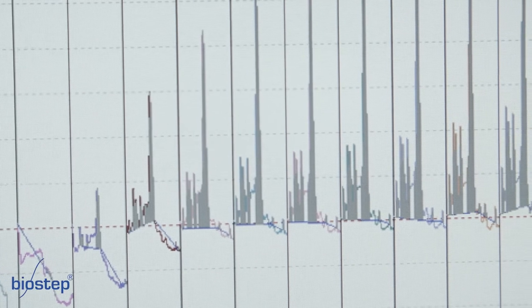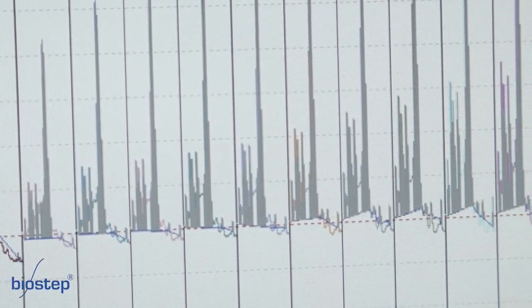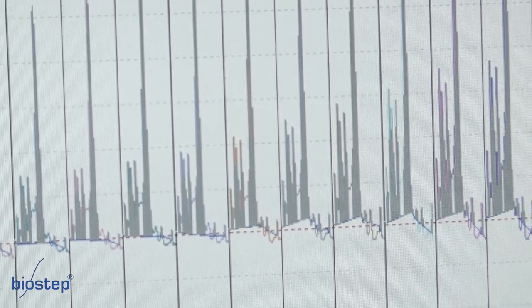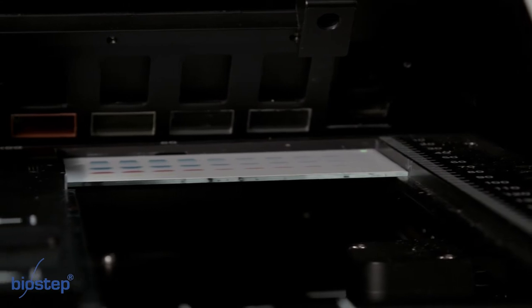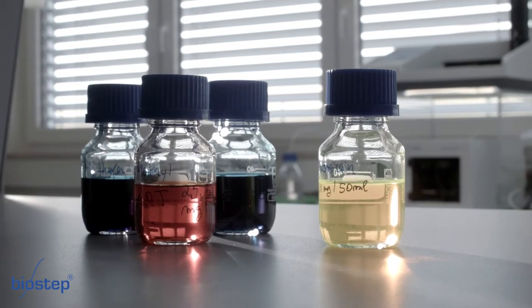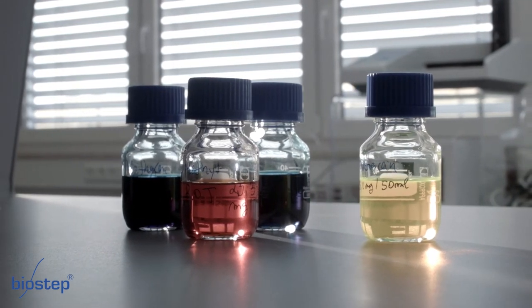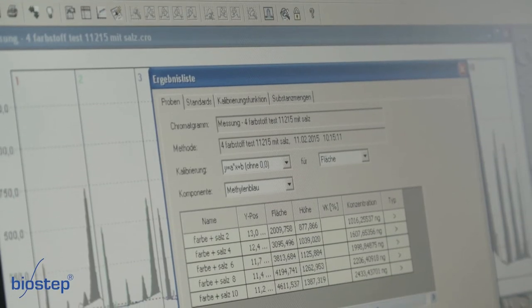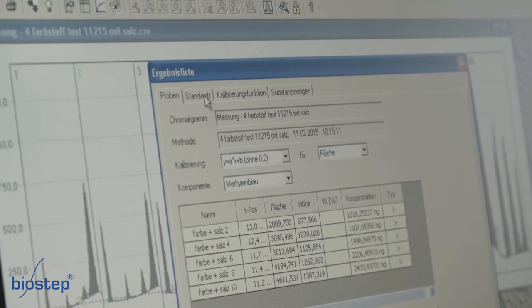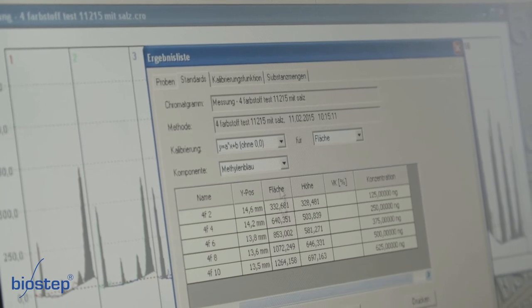For a multi-wavelength scan, you define a measuring range where chromatograms of one lane are recorded at fixed wavelength intervals. This is useful for investigating the spectral properties of unknown samples and for finding the optimal wavelength for the quantitative analysis. The quantitative analysis is carried out after recording of the chromatograms of all lanes of a TLC plate.